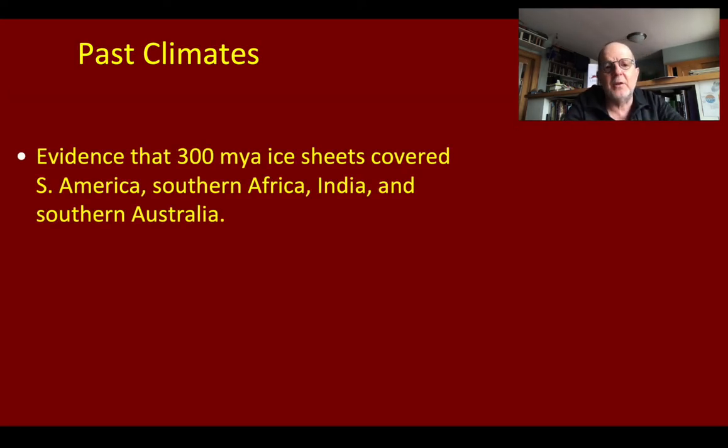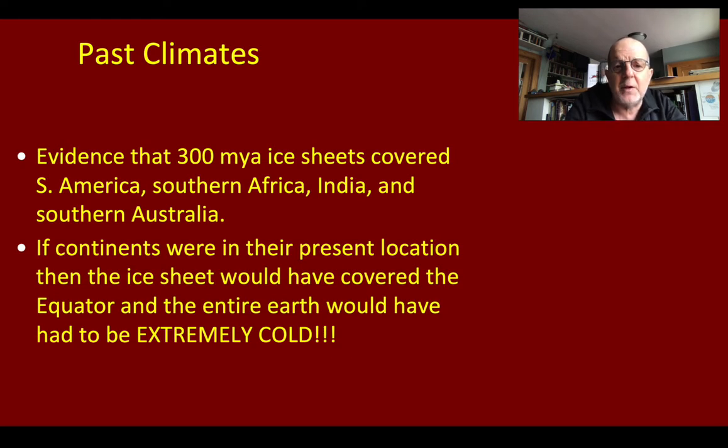Evidence that 300 million years ago, ice sheets covered South America, Southern Africa, India, and Southern Australia. If continents were in their present location, then the ice sheet would have covered the equator and the entire Earth would have had to have been extremely cold. This was an unlikely scenario 300 million years ago because we also have so much fossil evidence from other locations that life was not covered by ice everywhere.